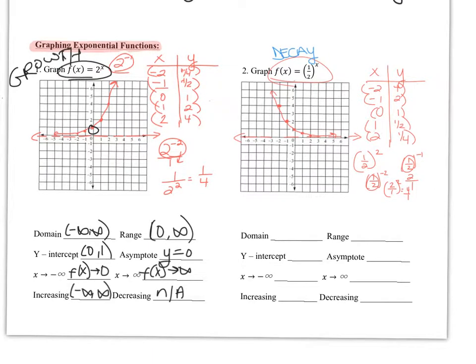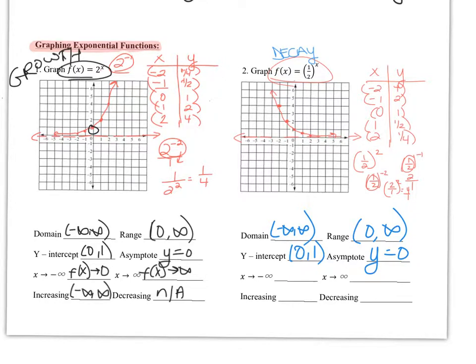If you look at these two equations, notice this one's going up and this one's going down. Because that's what it means to be growth, it's going to be increasing, and for it to be decaying, to be declining, it's going to be going down. So now let's go ahead and fill out this information. My domain is still all real numbers, negative infinity to positive infinity. My range, my lowest value is 0, but it's never going to be 0, and then it's going to infinity. My y-intercept is (0, 1). My asymptote is y equals 0.